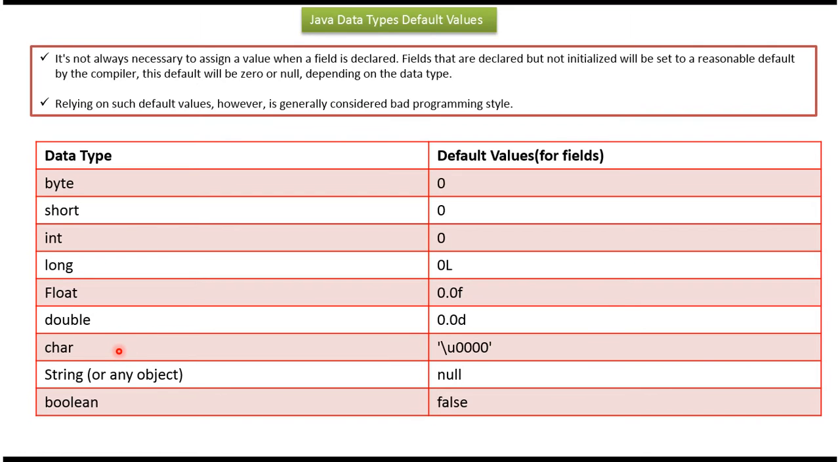For char, default value is \u0000. For string or any object, default value is null. For boolean, default value is false.